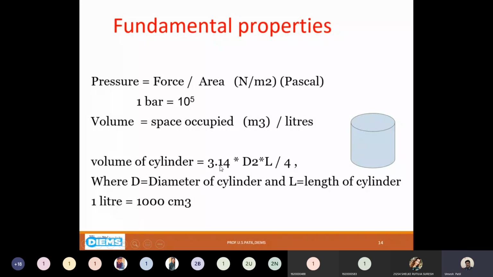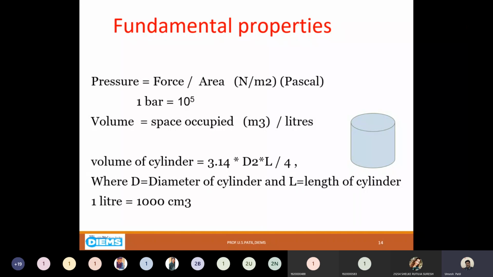So if somebody asks you how much water is flowing through a pipe having a diameter of 2 inch and a length of 1 meter or 5 feet, you can calculate it: diameter square into length into pi divided by 4. That will give the volume of water available or flowing through that pipe.